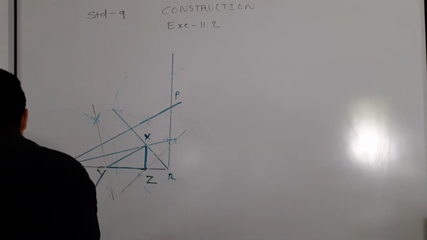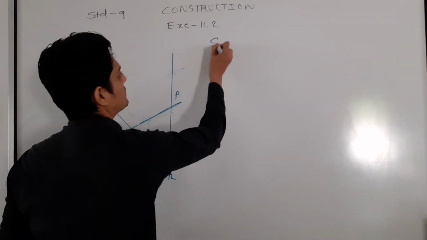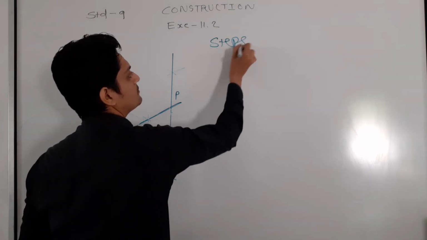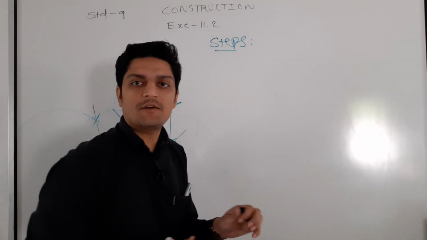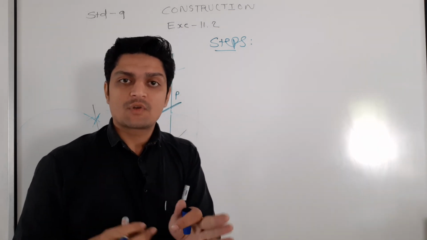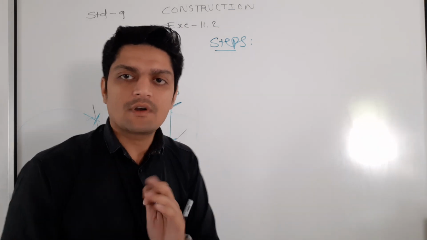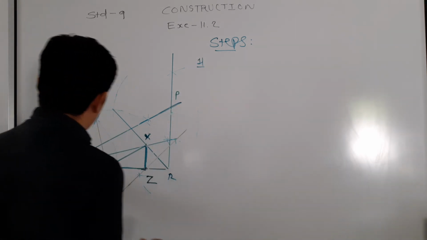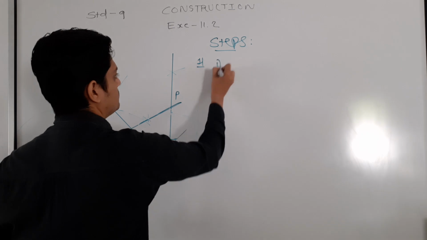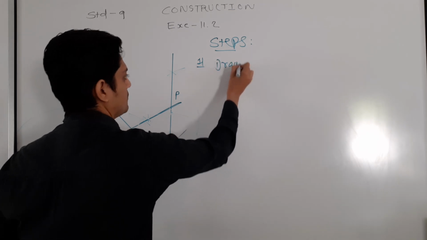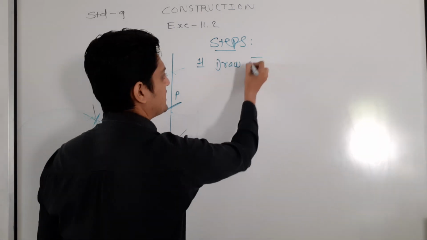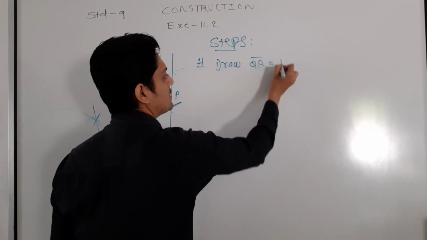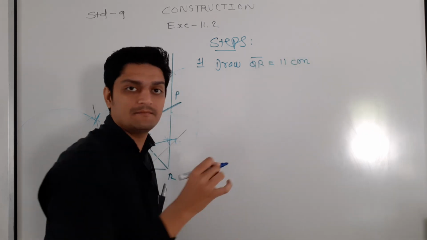Now, steps. Okay, actually these steps you have to write in your own language. What you have done, that you have to write. Okay, then first, draw the base. Okay, line segment QR is equal to 11 centimeter.